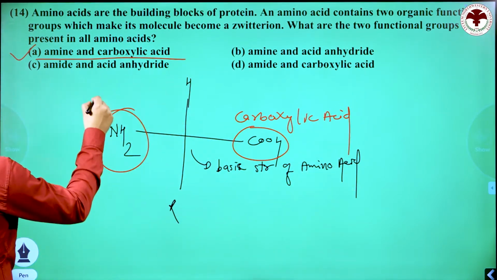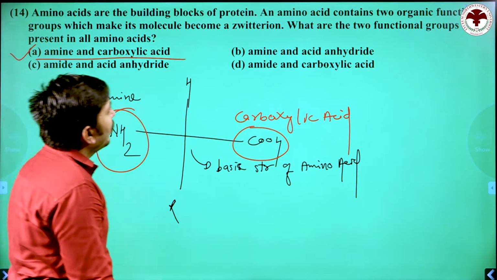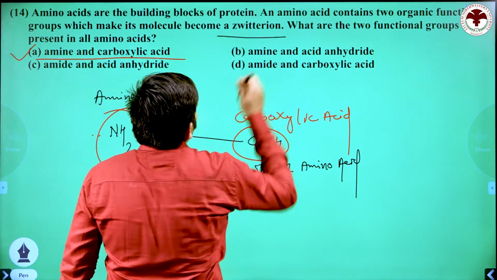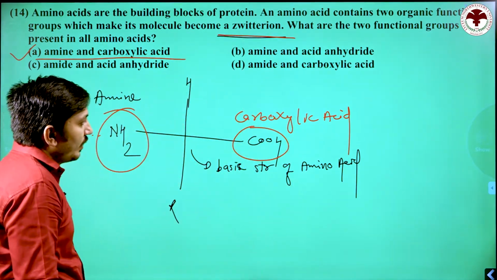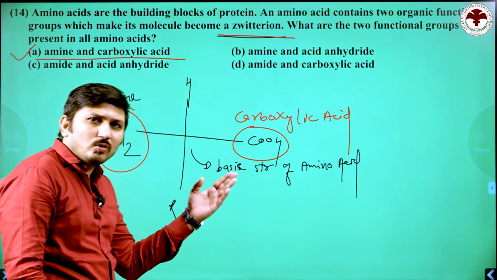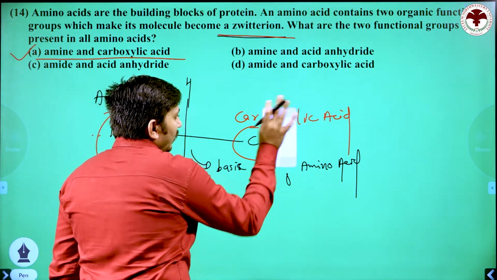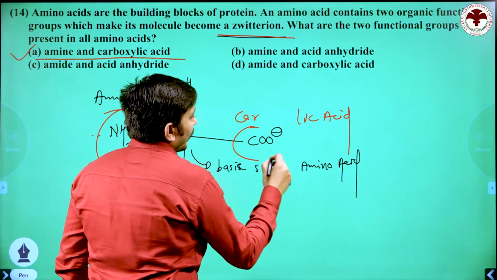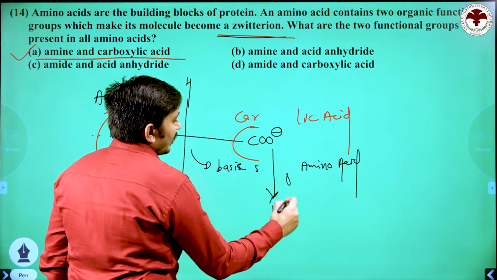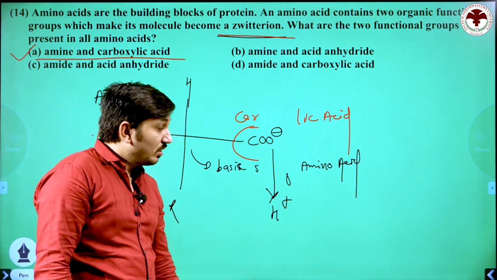This is the amine group. Also, we know about the zwitter ion mentioned in the question. What is a zwitter ion? We know that the acid has a high tendency to donate the proton. So, this proton is donated according to the property of acids.